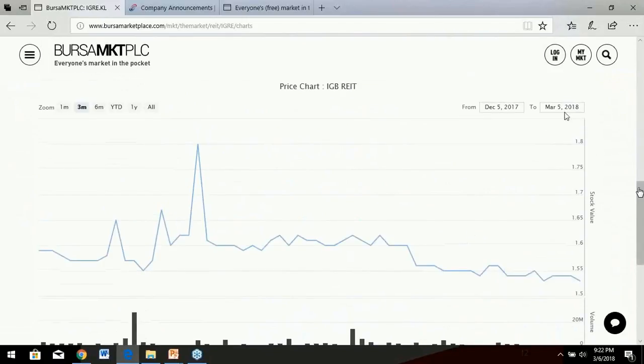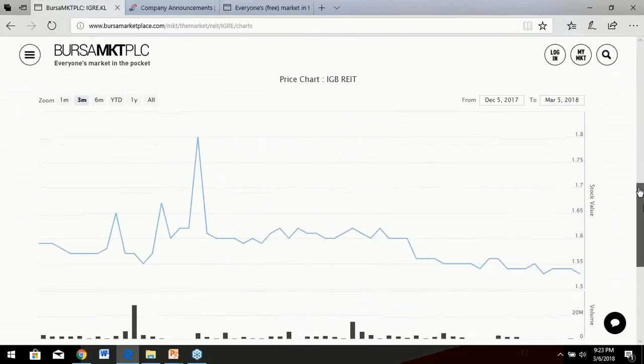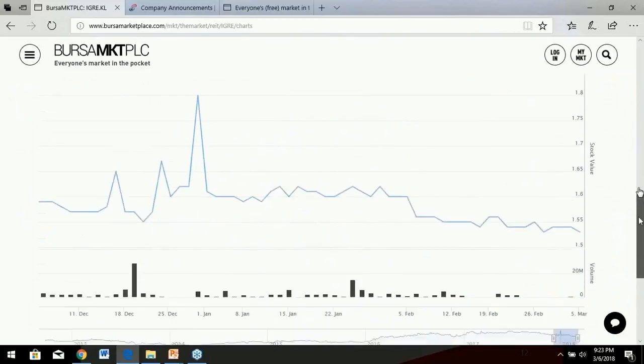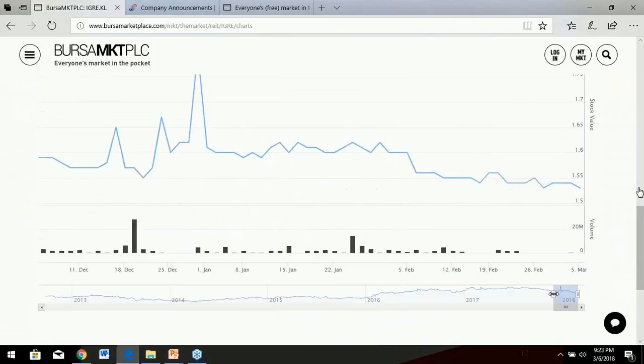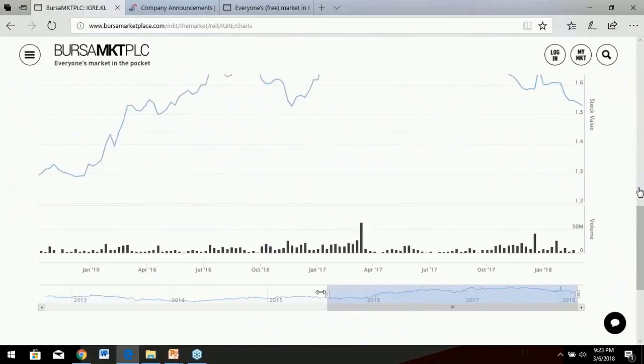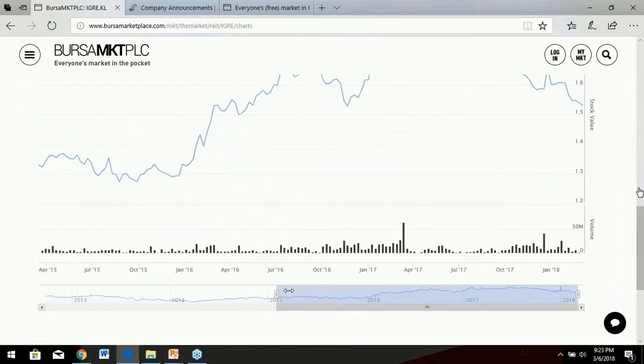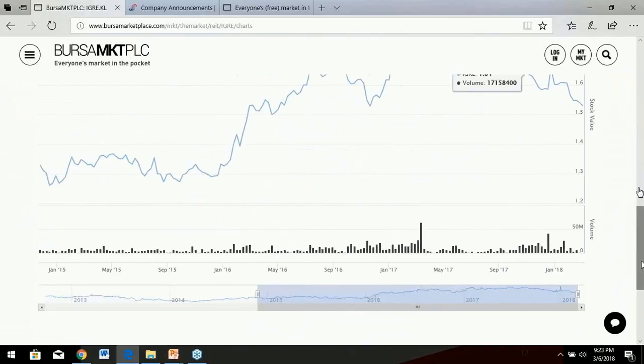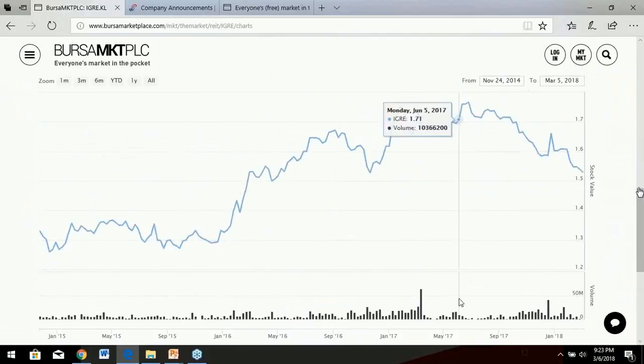And usually by default, it's on a 3 months basis. So what I will do is I will lengthen this graph. If you are a long-term investor, you will always want to look at the long-term price performance of this particular stock. The bottom one is volume.